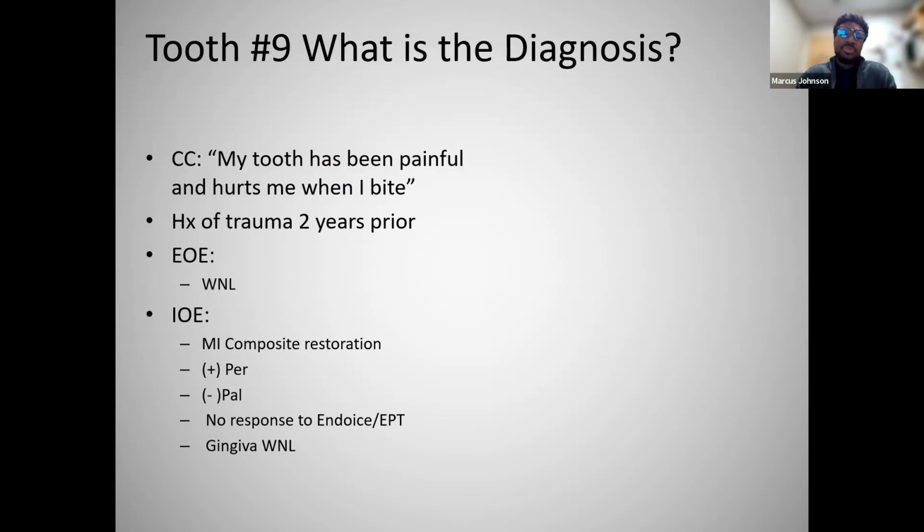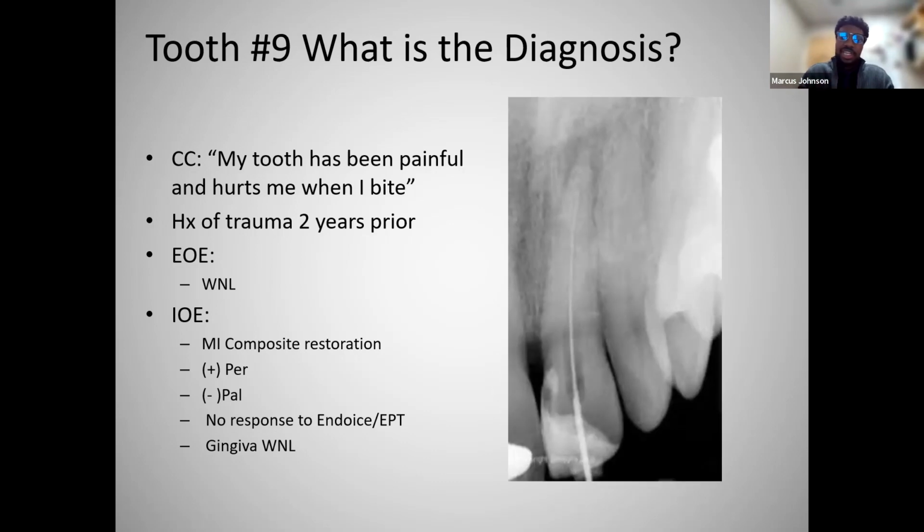So this is a case where we put the patient's words in quotes, exactly how they stated: "My tooth has been painful and hurts me when I bite." History of trauma 2 years prior. Extraoral examination: all of you know WNL stands for we never looked. I wish it was a little bit more interactive, but it's a little bit different speaking to a computer, but nonetheless, a little humor for you there. And look at this, no response to endo ice or EPT. So just based on this, we should already be able to formulate a diagnosis. I'm not going to belabor the point, but most of you are probably thinking some sort of necrosis, and we can see that's the case.